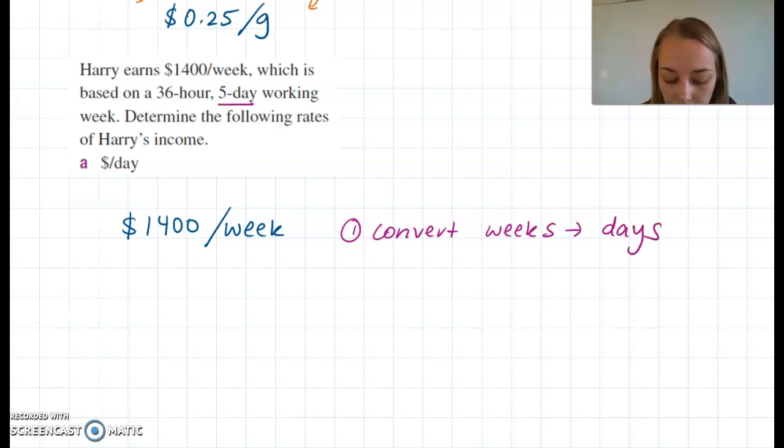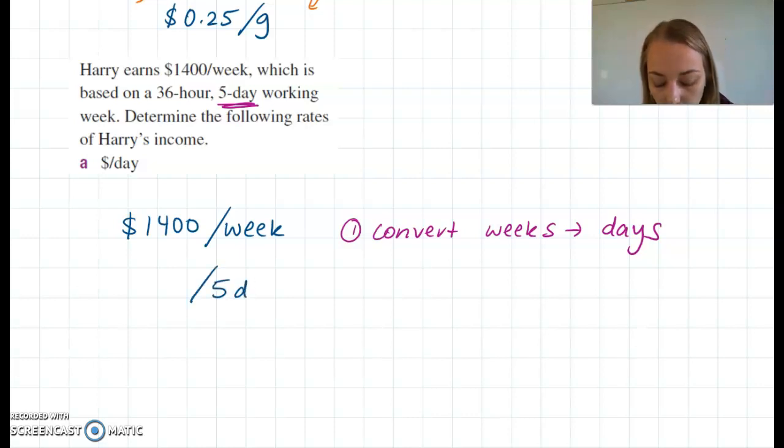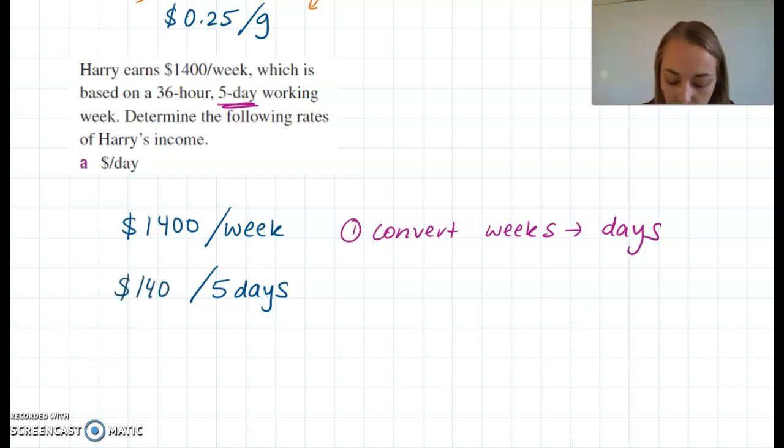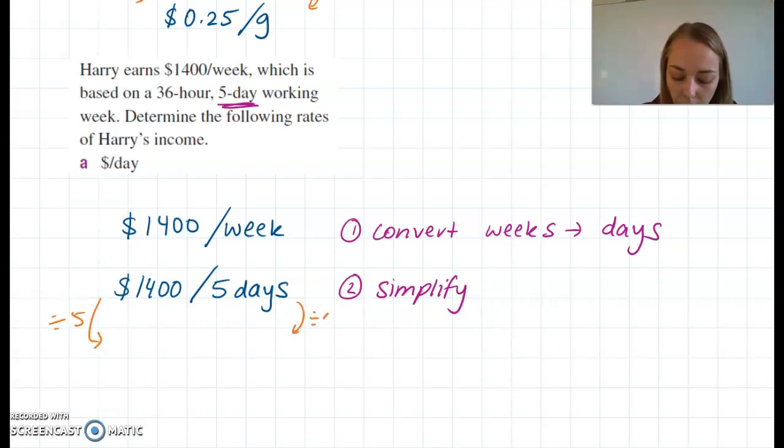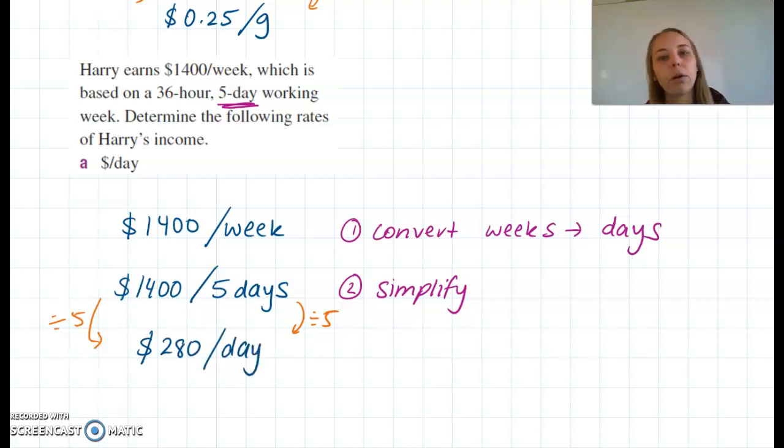Now, this question says that he does a 5-day working week. So we are just changing the right-hand side again. We are not impacting the left-hand side yet. We are just converting weeks to days. So it's still $1,400 per 5 days. And then we are ready to simplify the rate. Remember, simplifying a rate is just dividing both sides by the second number, which in this case is 5. So we have 1,400 divided by 5, and Harry is earning $280 per day.